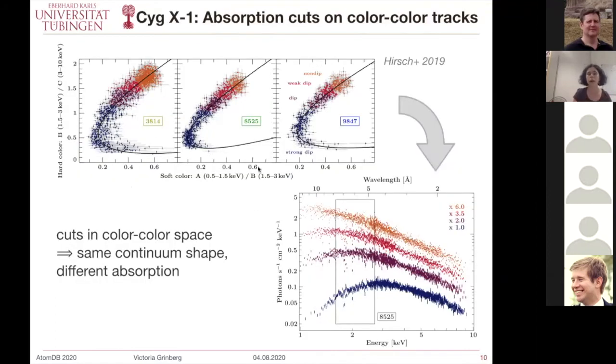And what we can do now is we can actually cut in color space, and we can sum up all the observations that belong to a given absorption, no matter when during a single observation this happened. We get the same continuum shape, different absorption, and then we can do high resolution spectroscopy that's actually going to tell us something about the absorber.